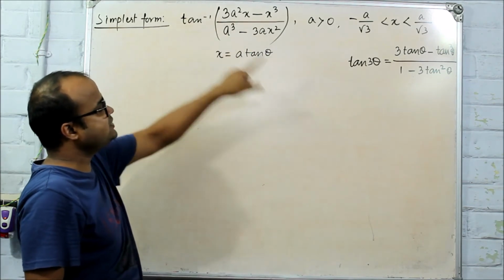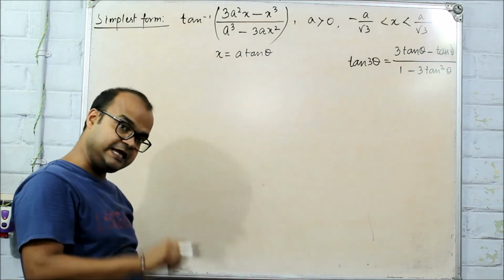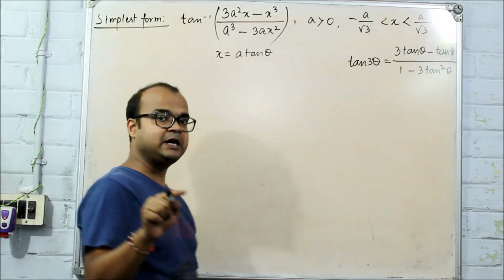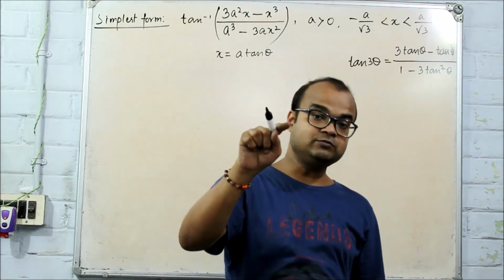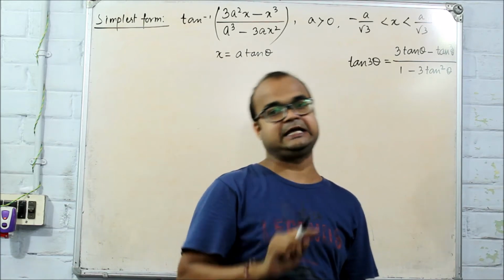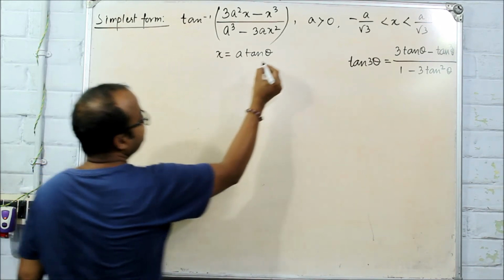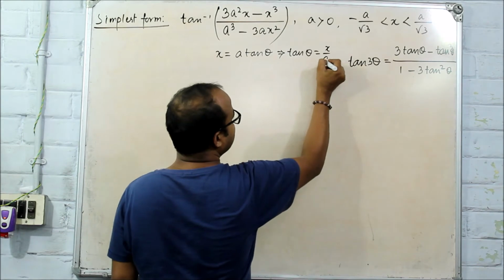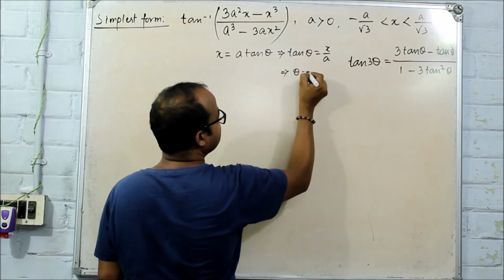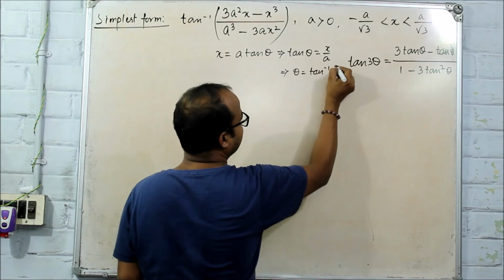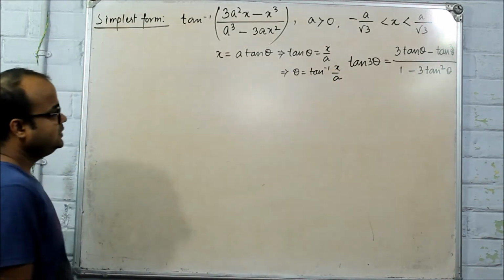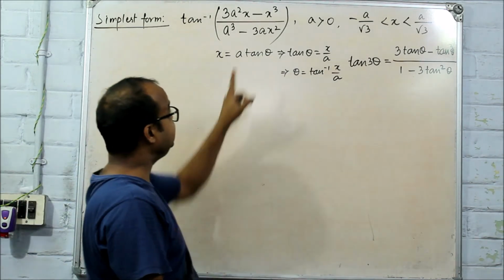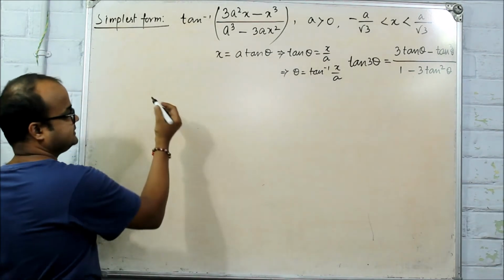If a was not there, then we substitute x is equal to tan theta. Since a is there, we substitute x is equal to a tan theta, keeping in mind that a from numerator and denominator will cancel. So from here we get tan theta is equal to x by a. It implies theta is equal to tan inverse of x by a. Each time I am finding theta because ultimately your answer should be in terms of x by a or x.